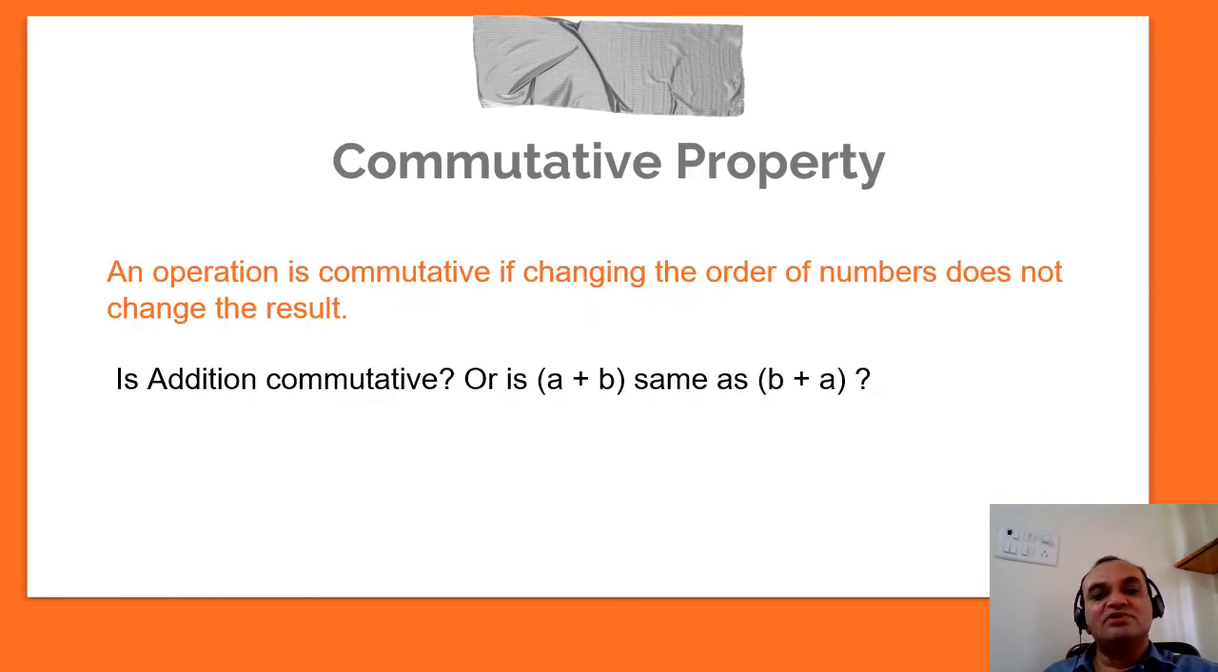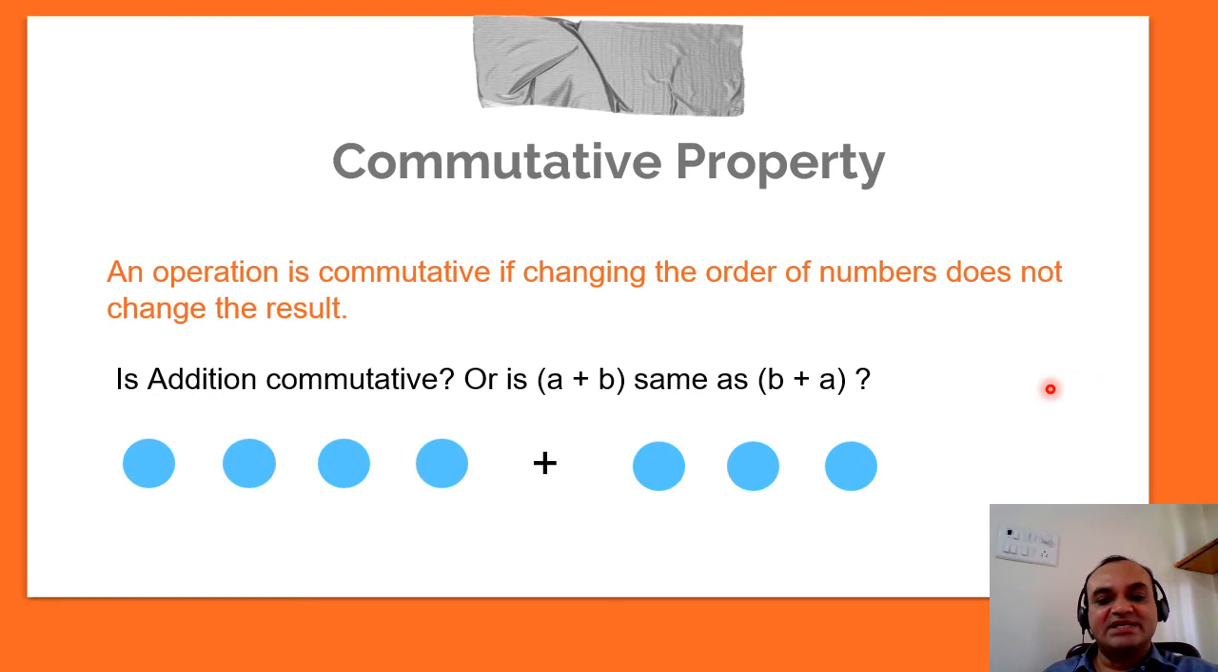So let's move on to the next property, which is the commutative property. We say that an operation is commutative if changing the order of the numbers does not change the result. So the question we want to ask is, is addition commutative? That is, if we do a plus b, is it the same as doing b plus a?